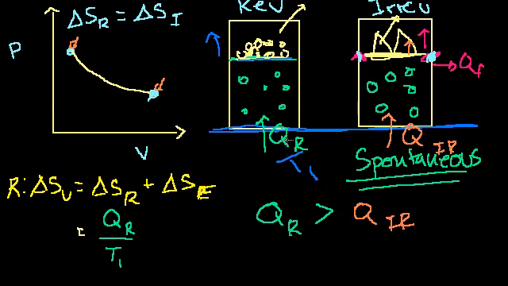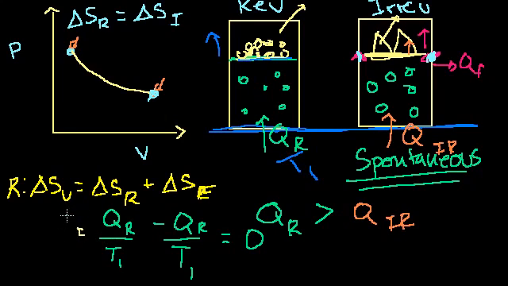And then what's the change in entropy of our environment? Well, it's giving away Q sub R, right? So its heat absorbed is minus Q sub R. And of course, it's at a constant temperature. It is a heat reservoir, so it's at T1. So it equals 0.